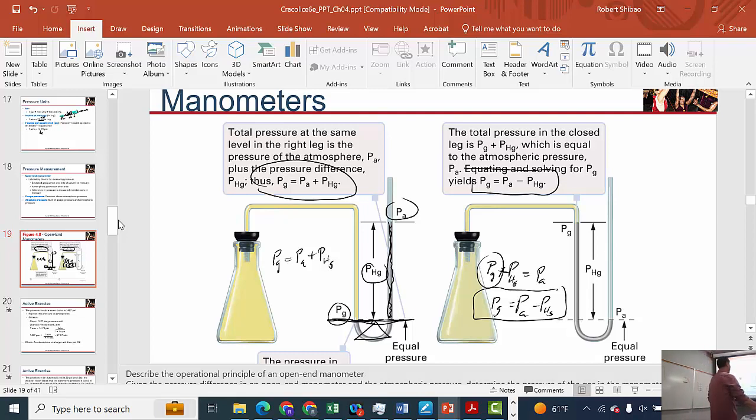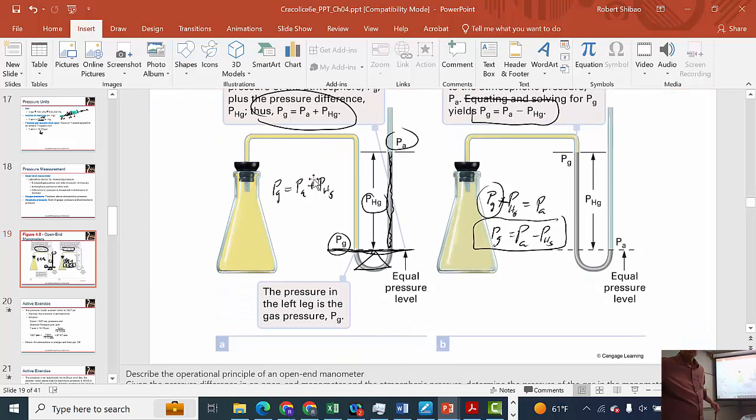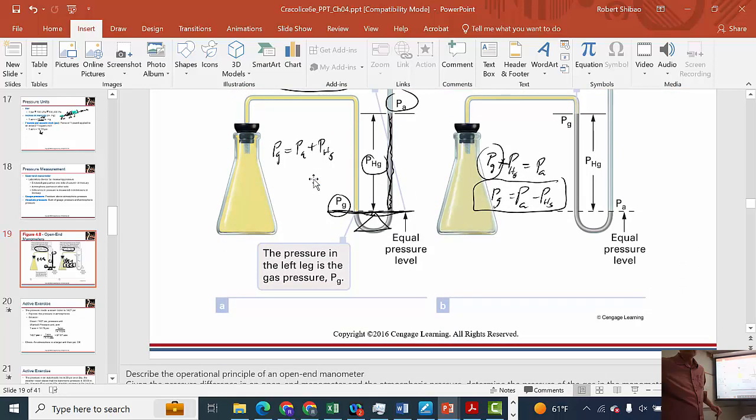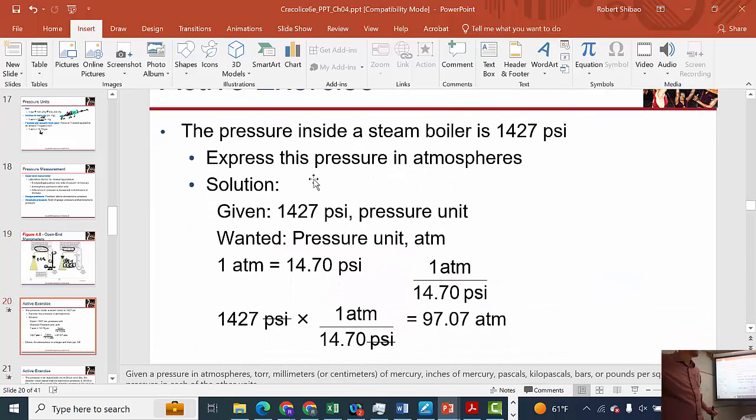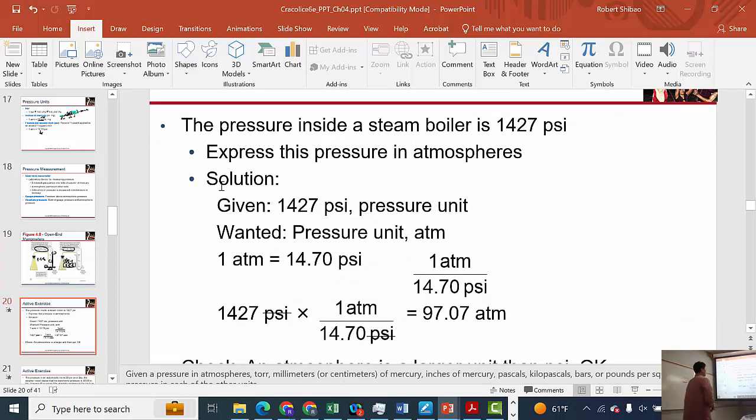But either way, it's the same thing. We're just solving for the P of the gas. Over here, the left and the right. It just so happened the P of the gas was isolated over here. Made it easier to solve for. That's what we call the manometer. This is the open-ended manometer, and it kind of works like a balance. Let's look at an example of a problem here.